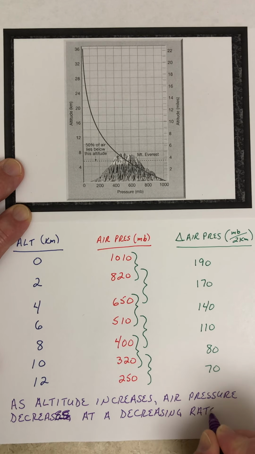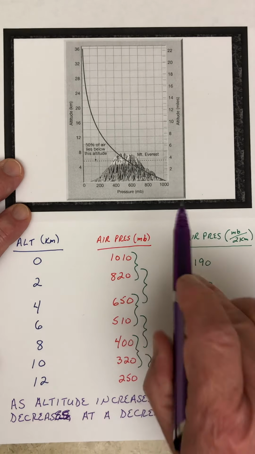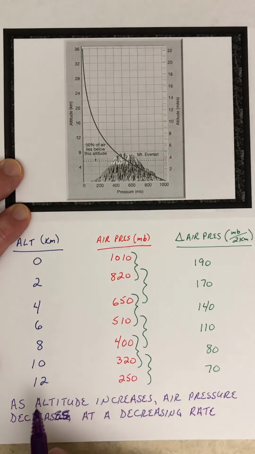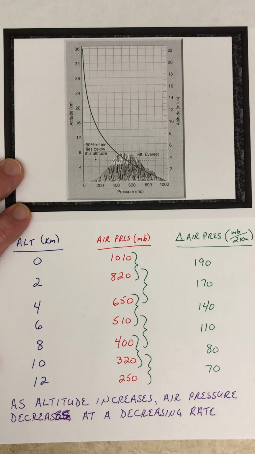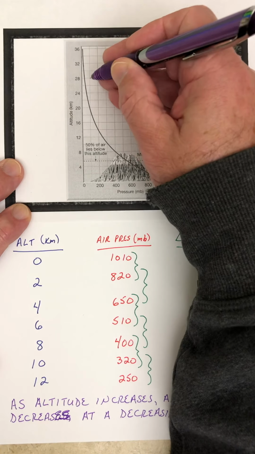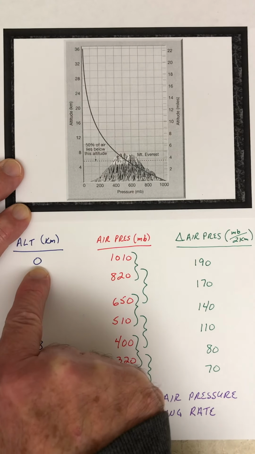Okay, so from this figure, we get the concept that as altitude increases, pressure is decreasing, but the pressure is decreasing at a decreasing rate. Now, you can go ahead and memorize that if you want to. It's better to understand it, because you can also turn that around and say, well, whatever goes up must come down. So what happens when you start at 12 kilometers and work your way back to the surface?